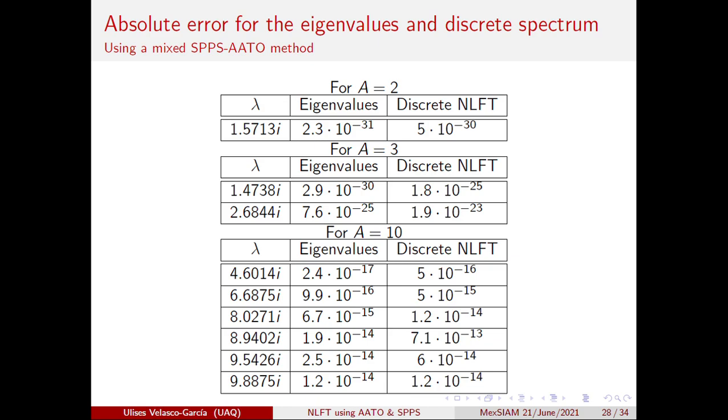For instance, for the discrete spectrum, we have this numerical experiment for various values of a. For instance, a equals 2, a equals 3, and a equals 10, where we have this level of error on the discrete nonlinear Fourier transform. I think my time is finished, so thank you very much for your attention.